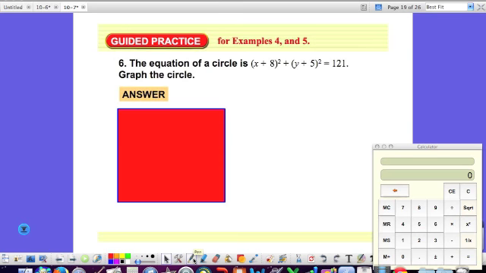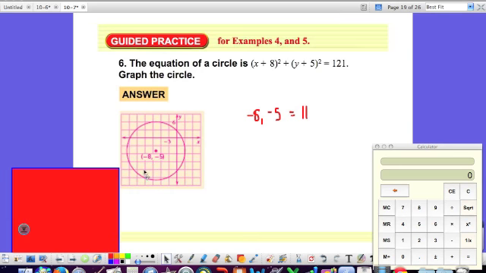On this next one where they asked me to graph the circle, my center is (-8, -5). The square root of 121 is 11. So I would put a dot at center (-8, -5). I would set my compass 11 units out from that, and I would draw the circle. This doesn't look great here because the graphs are not lined up with each line being 1 space.